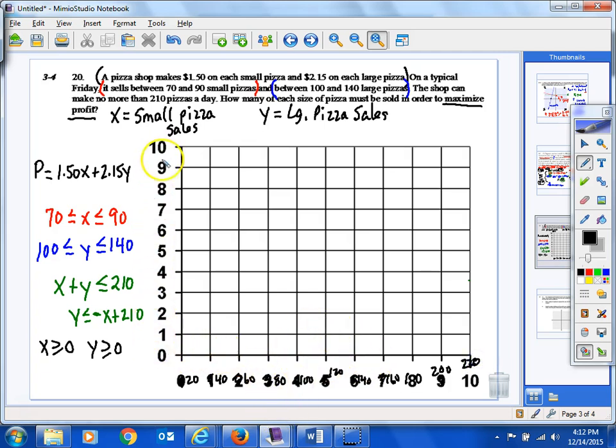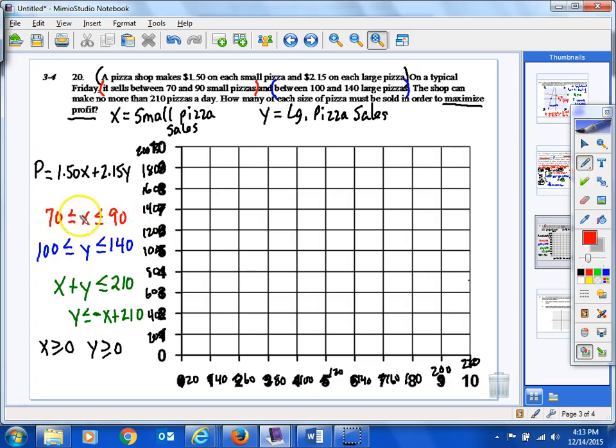All right, and we'll do the same thing going this way. 20, 40. Not sure you have to mark the numbers out, but it might make it a little bit less confusing if you do. Okay, 20, 40, 60, 80. Okay, so you get the picture. All right, so let's start graphing our constraint lines.